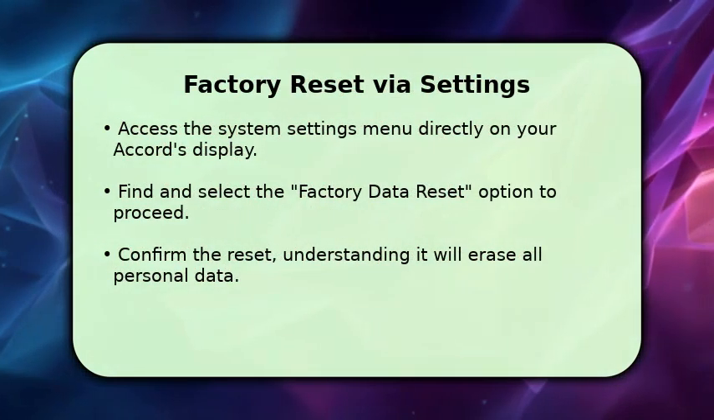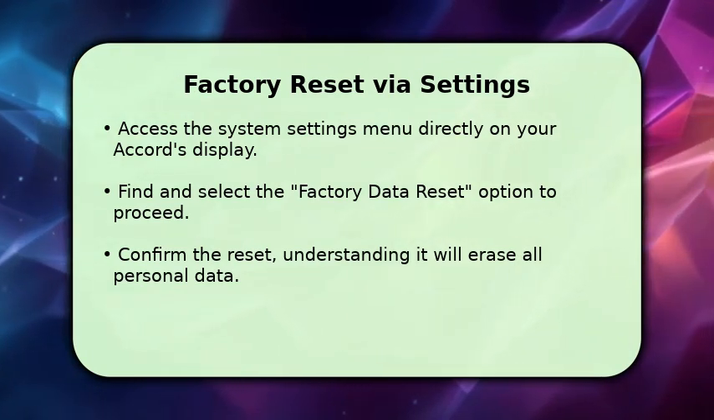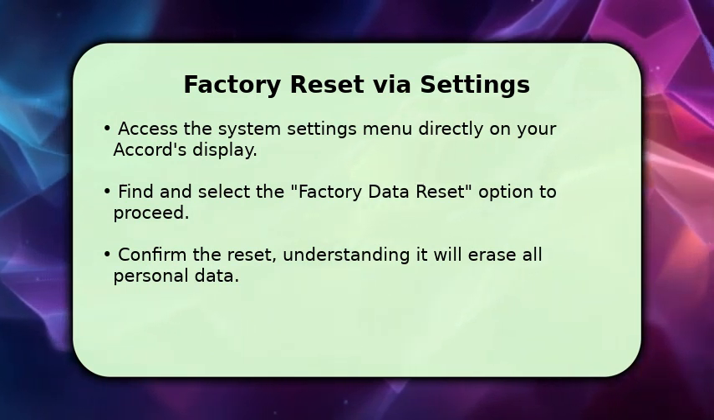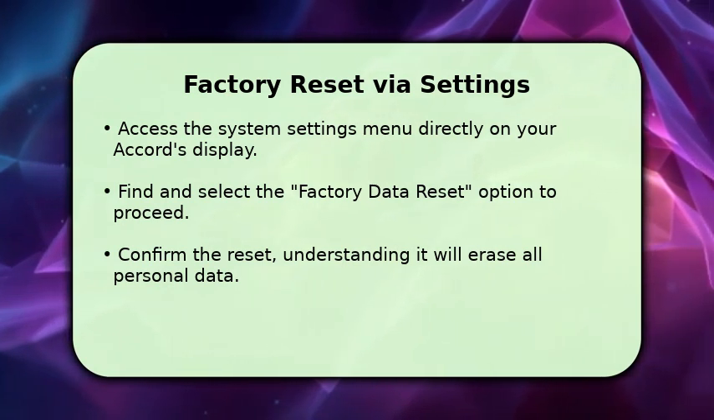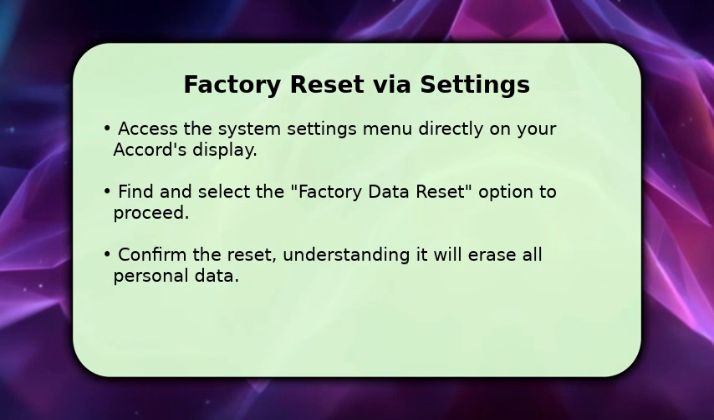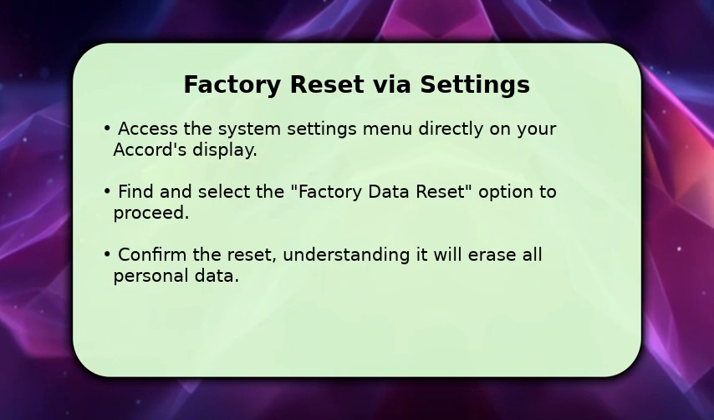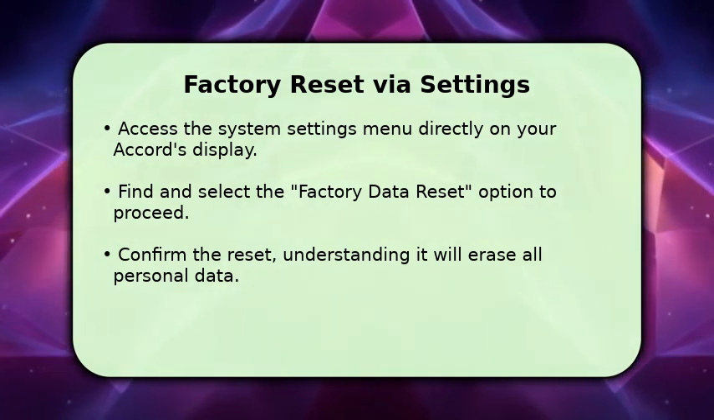For persistent issues, or if you're selling your car, a factory reset might be necessary. Navigate to your Accord system settings on the screen. Look for an option like Factory Data Reset or Restore Factory Settings. Be aware that this will erase all your personalized settings, paired phones, and saved destinations. Confirm your choice, and the system will revert to its original factory state, often resolving complex software problems.